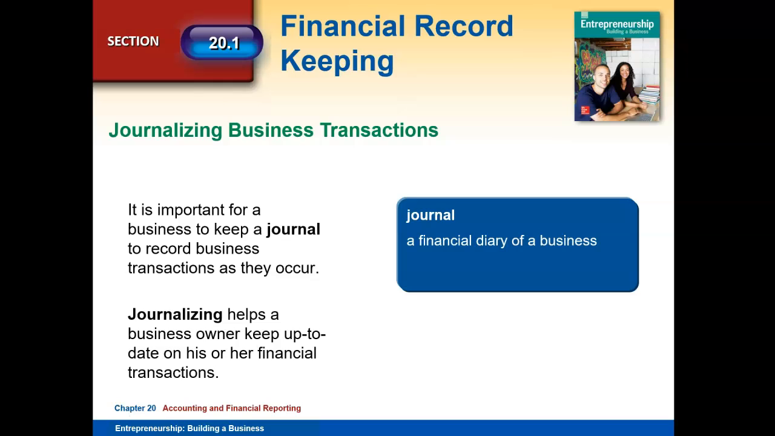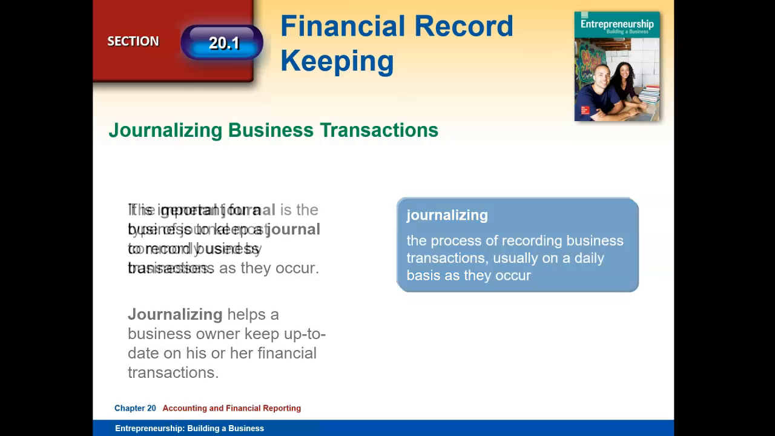So, businesses keep a journal of where everything occurs for each and every account. This is usually digital nowadays, where it's on a computer or on QuickBooks or some type of system that makes it easier to function and use all the accounts for your business. And that's a financial diary, is almost like a way of thinking of it. So your journal is the financial diary. Journalizing is the business keeping up to date on all of the transactions, so the process of recording business transactions, usually on a daily basis as they occur.